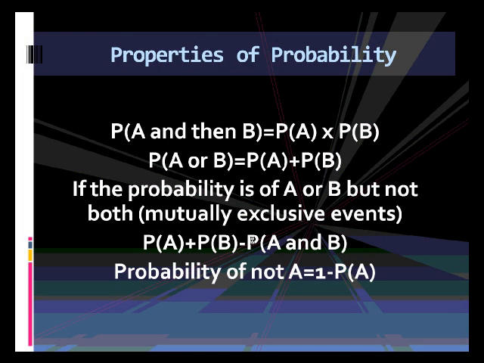What do we do when we see or? Add. So we've got the probability of A plus the probability of B. Anytime we see an or. Okay?